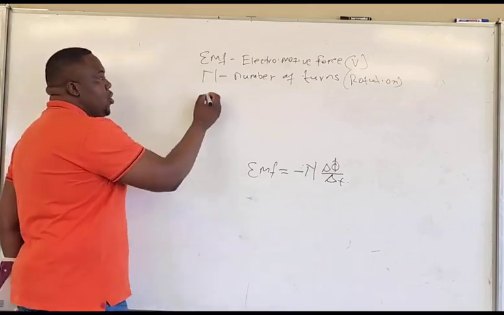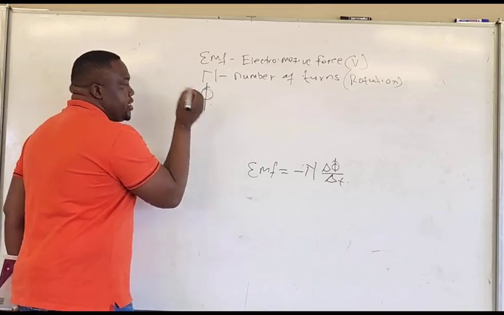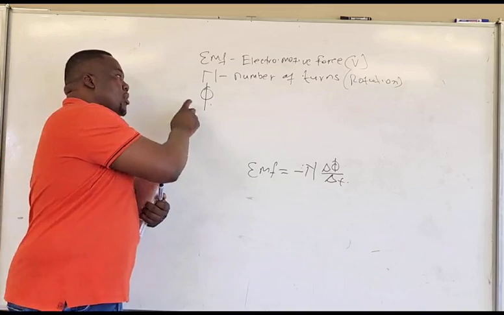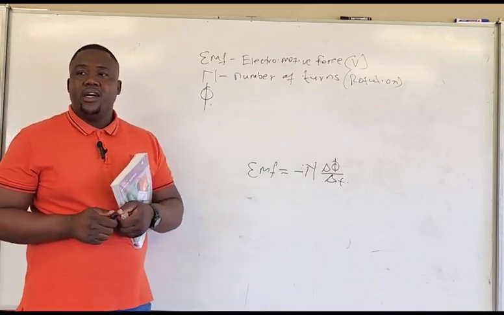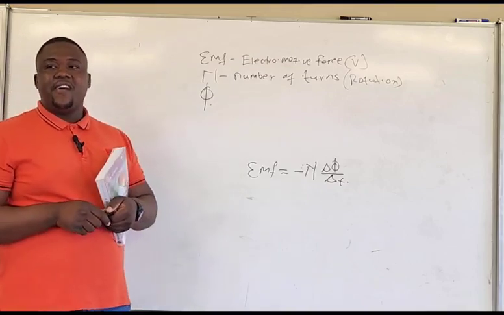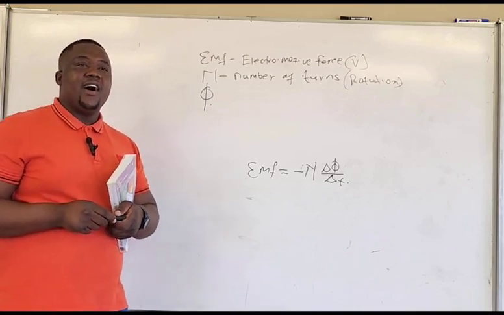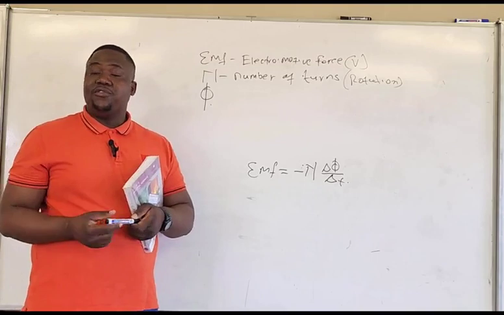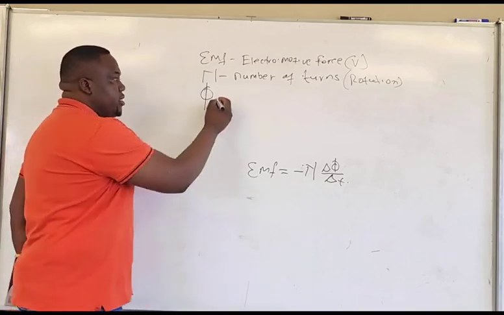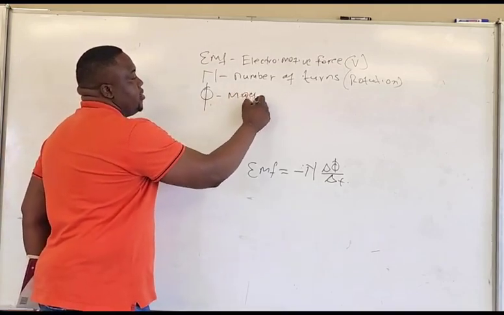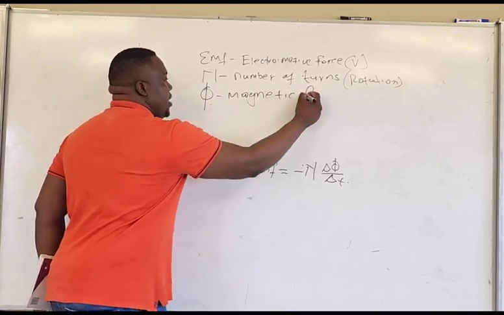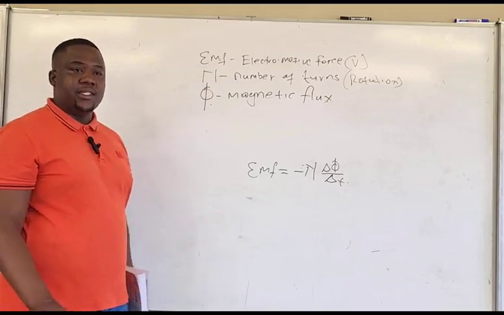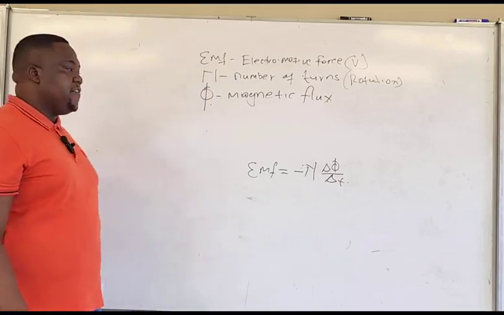Then we come to this symbol. This symbol is called phi. It's a Greek symbol which is called phi. I'm not saying fana, I'm saying phi. This symbol is called phi. It represents magnetic flux.